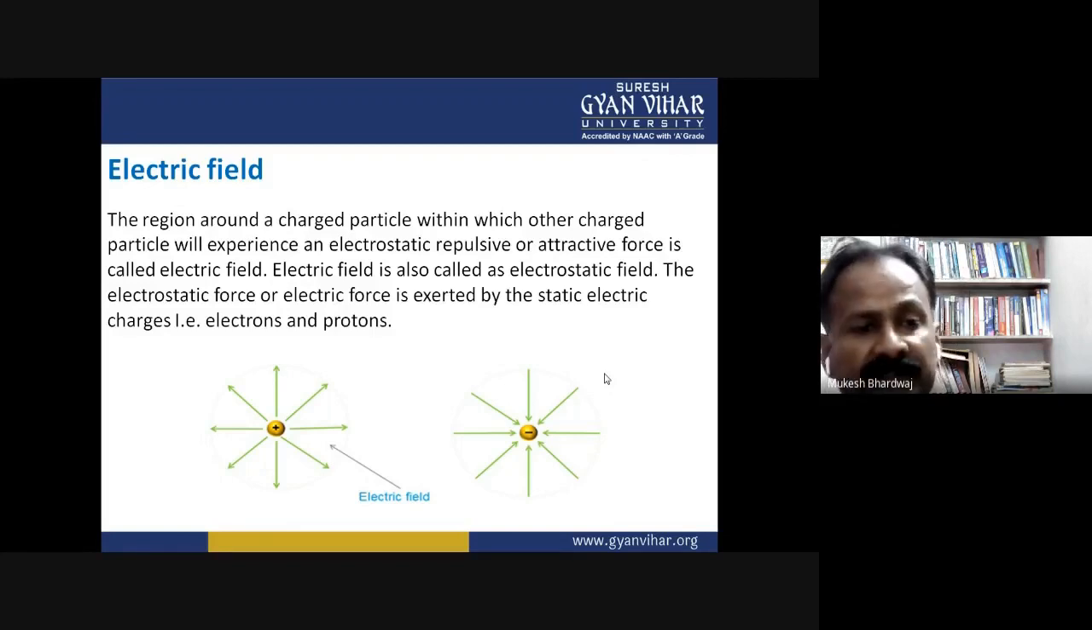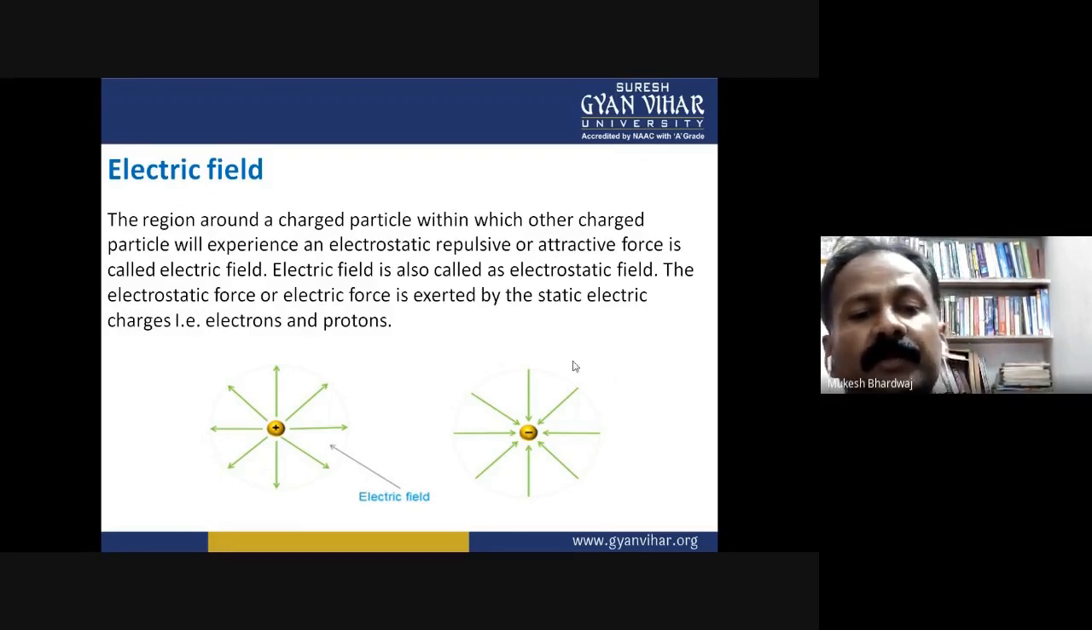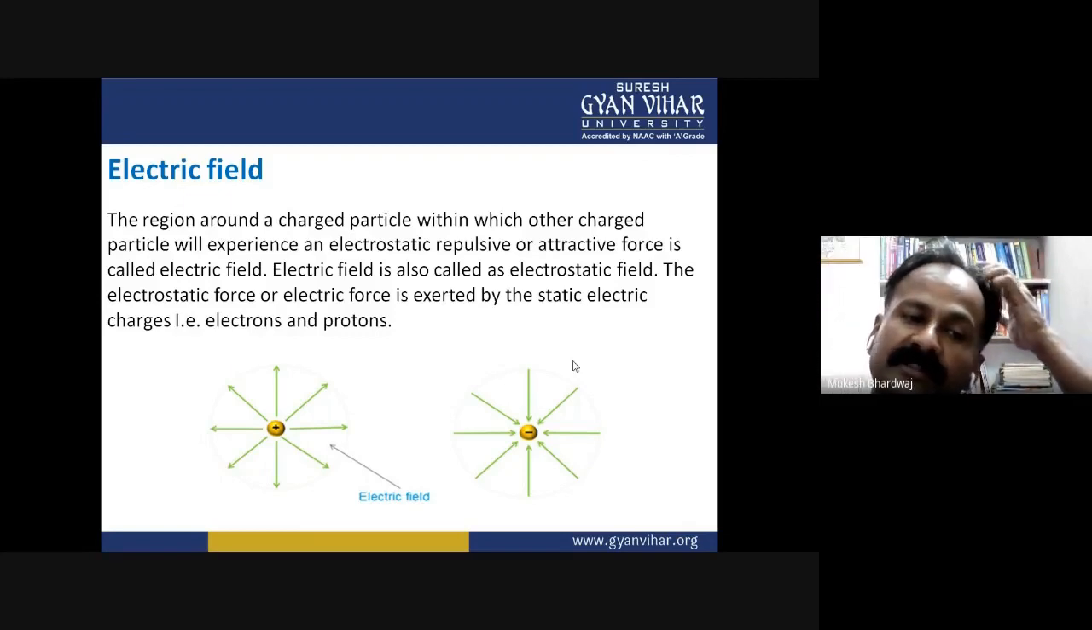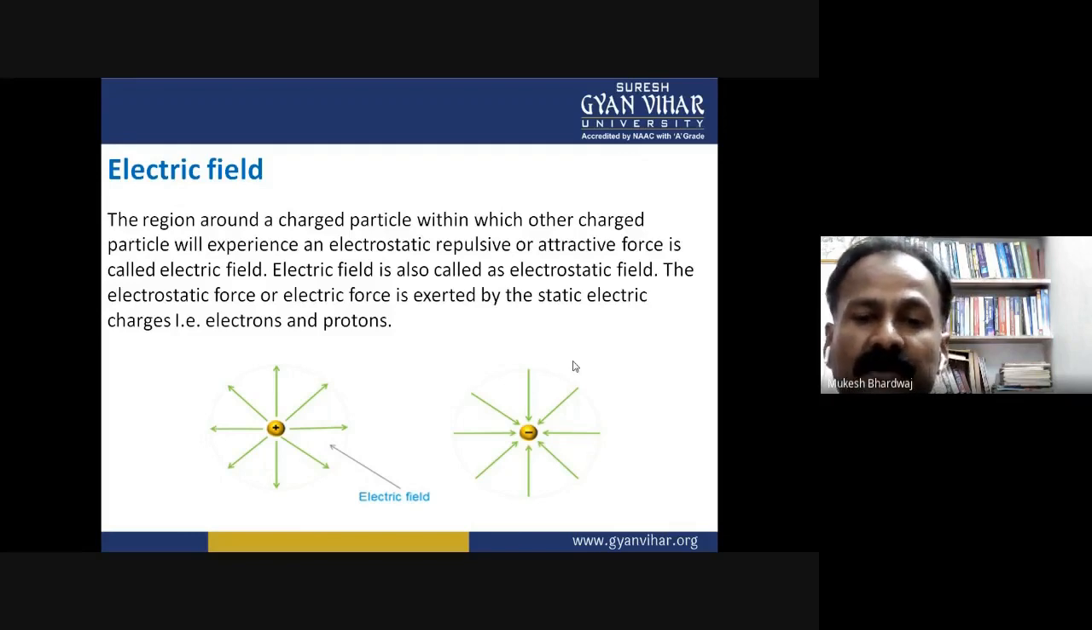Now, points of dissimilarity. While the gravitational forces are always attractive in nature, the electrostatic force may be attractive or repulsive. While the gravitational force does not depend upon the medium, the electrostatic force definitely depends upon the medium. Electrostatic forces are extremely large as compared to the gravitational force. The fact that electrostatic forces are much stronger than the gravitational force is clearly revealed from some illustrations, which we'll see later on.